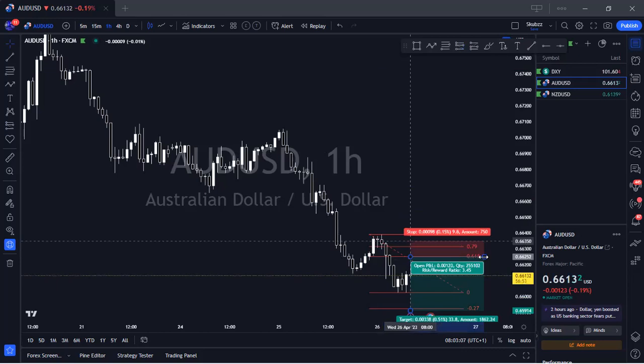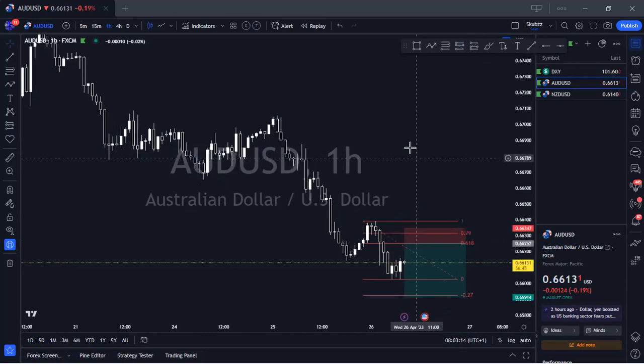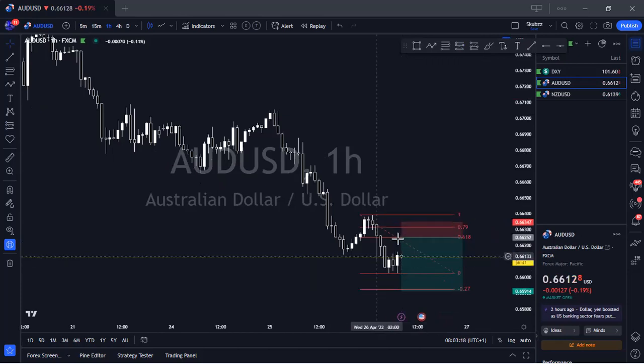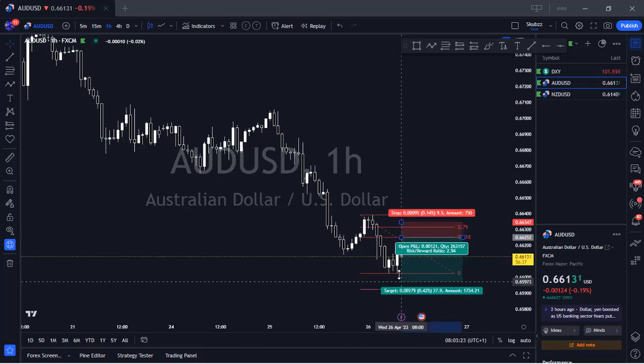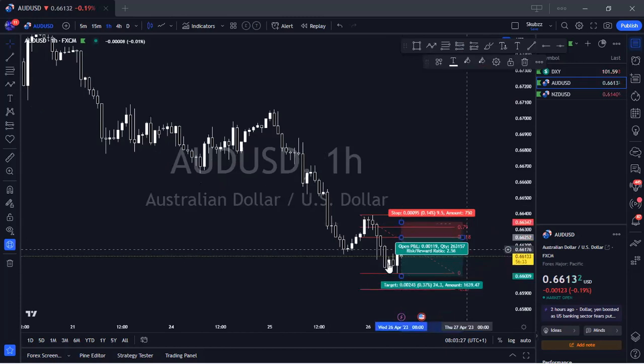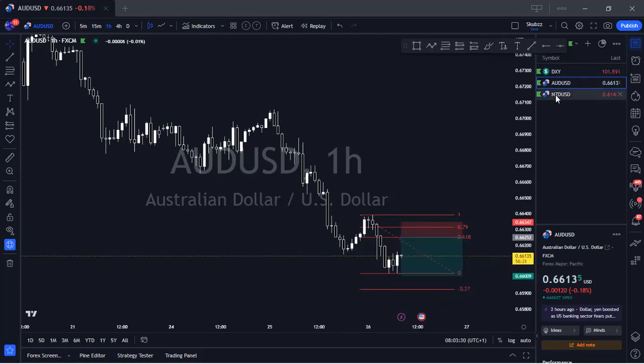This is what we're going to do. We're bearish right now. Price has created a lower low and it's going up to create a lower high. So that's our Fibonacci range. We'll enter at the 0.618, our stop loss just above the 0.79, and then we target down here. So let's see how it's going to play out.